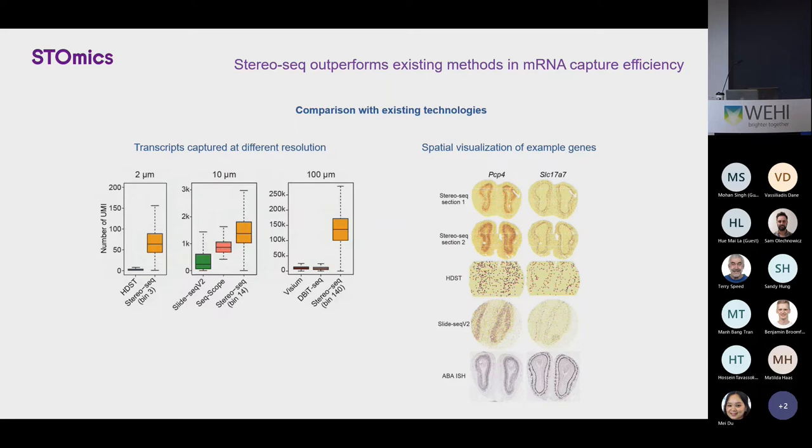So we went to the Allen Brain Atlas in situ hybridization database, and we looked at two example genes, PCP4 and SLC17A7. Compared to the in situ hybridization data, for Stereo-seq section 1 and section 2, we recreate the spatial locations of where you expect to see these genes being expressed with very high resolution compared to other technologies. Next.